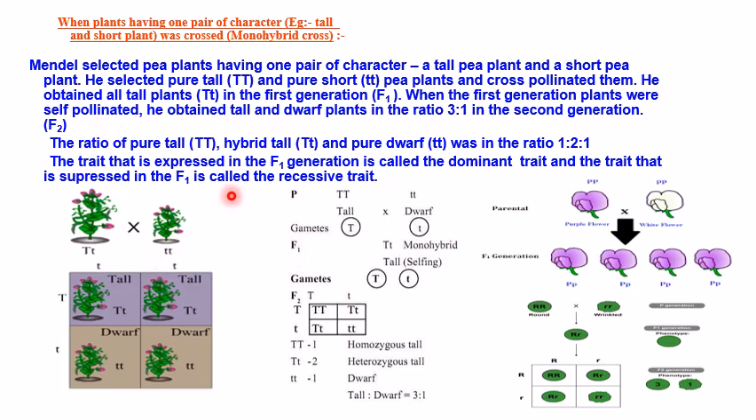So what did Mendel do? Mendel selected a pea plant, having one pair of characters. One is a tall pea plant, and he selected another one, a dwarf pea plant.